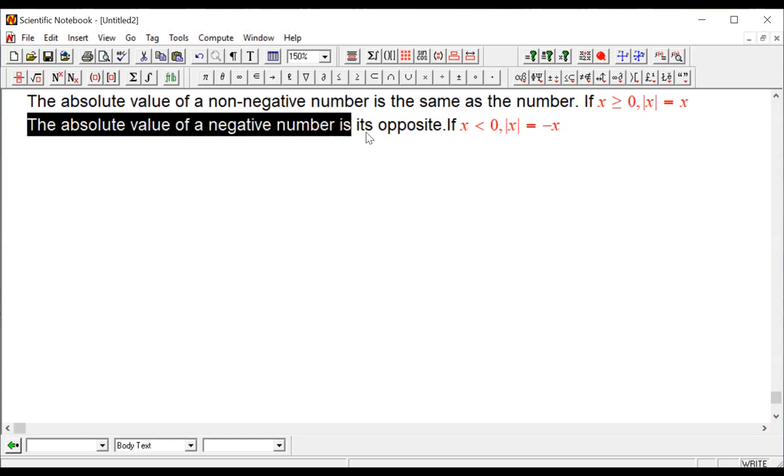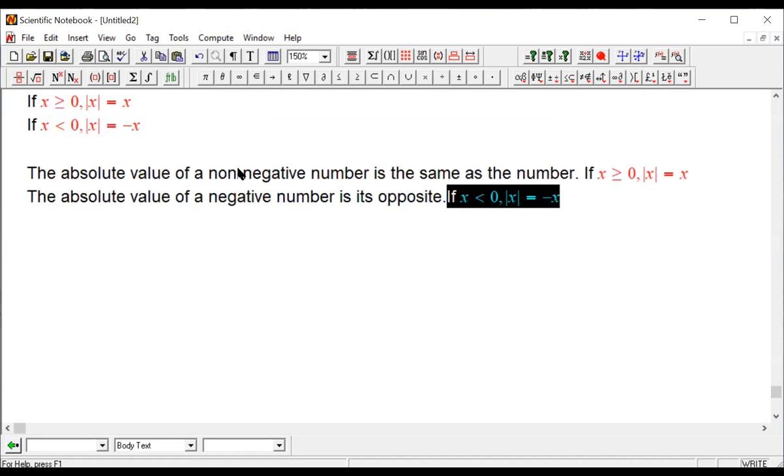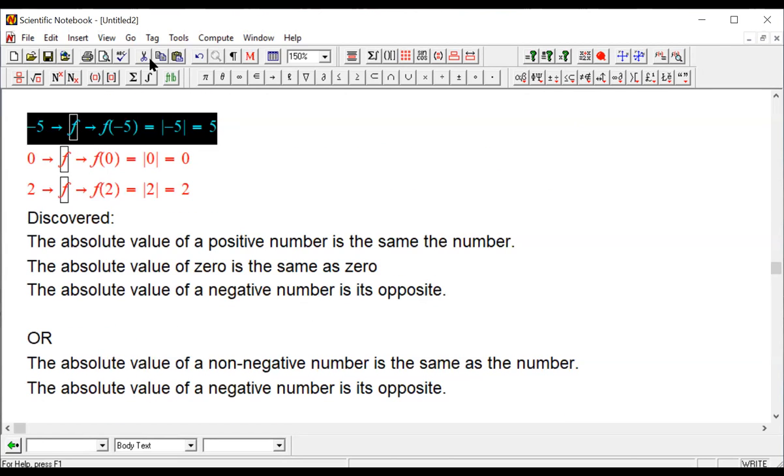And the next sentence, the absolute value of a negative number. This piece is a little difficult to understand, so let me explain this with the examples we did before. I'm going to bring back the examples here.